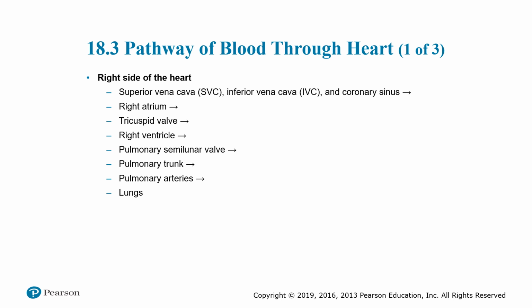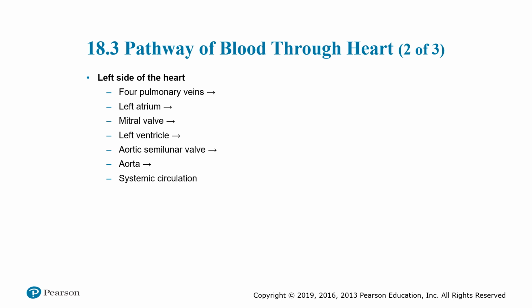Now the right ventricle contracts. When it contracts, the tricuspid valve closes, and the pulmonary valve opens. So the right ventricle pushes the blood through the pulmonary valve into the pulmonary trunk. The pulmonary trunk takes the blood and divides into pulmonary arteries, and then the pulmonary arteries take the blood all over in the capillaries in the lungs. Now after that, the blood has been oxygenated in the lungs.